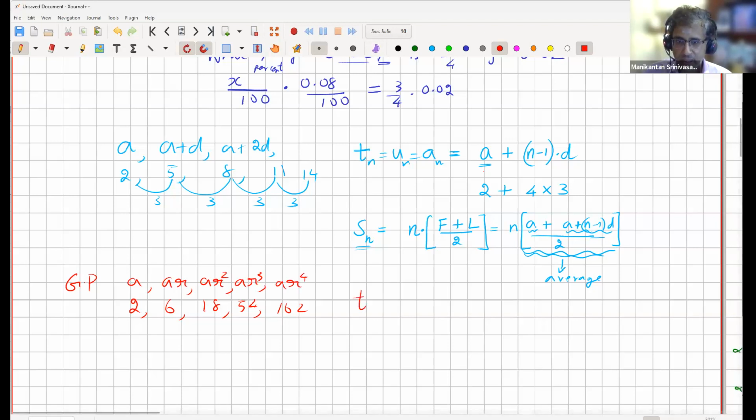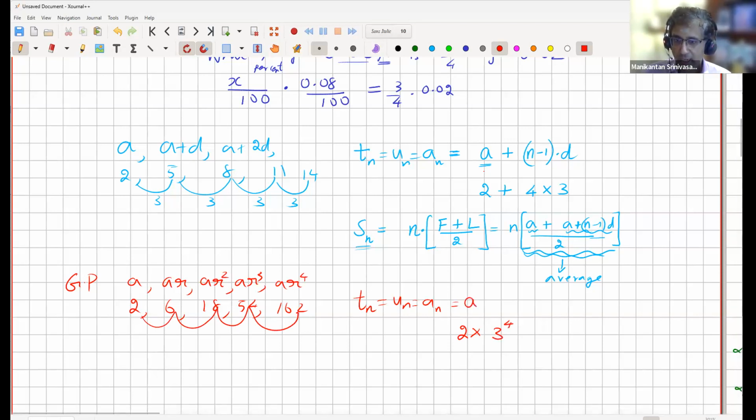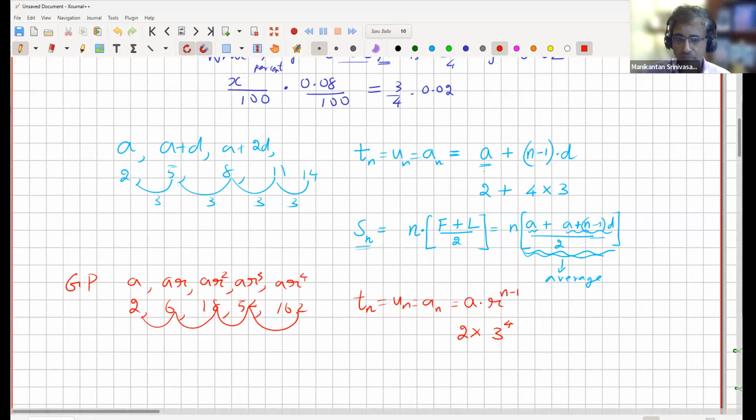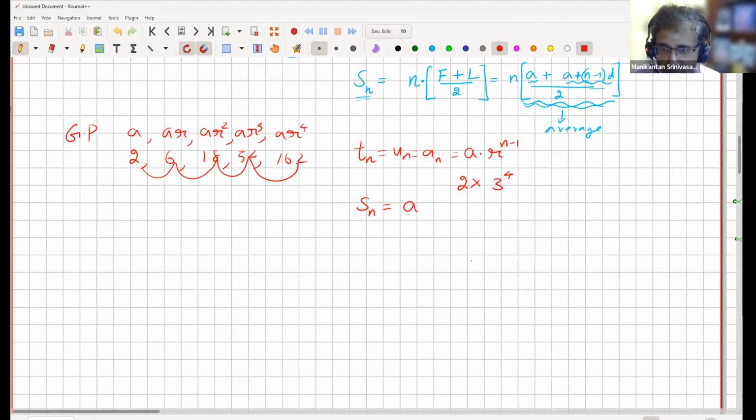So again, same thing. To reach the nth term, in this case, what did we do? We started with 2 and you had 1, 2, 3, 4 hops to reach the 5th term. And each hop is a multiplicative hop of 3, right? So it's 2 times 3 power 4, or more generally, A times R power n minus 1 to reach the nth term. Okay, and then the sum of n terms in a geometric progression is, you can derive it, I'm not going to derive it, A times R power n minus 1, by R minus 1.